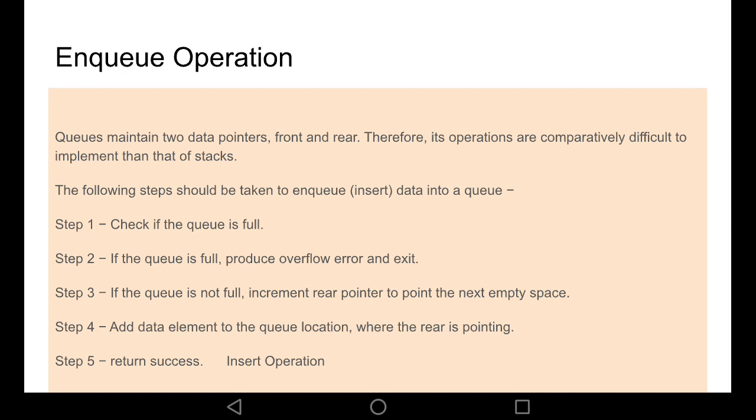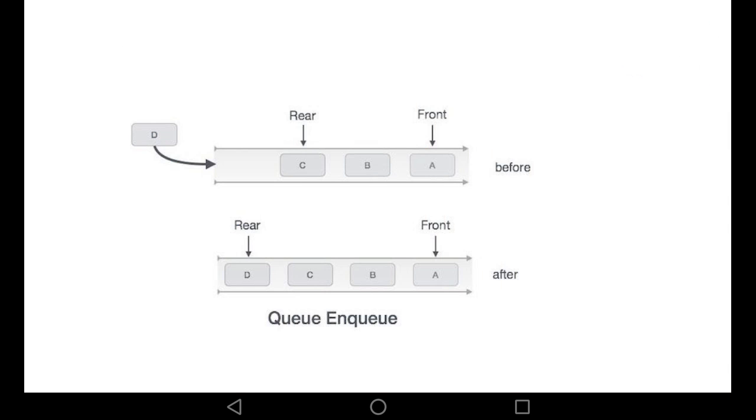So how to perform the enqueue operation. I have already told that if I want to insert any element, step 1, check if the queue is full. So I'm going to use my isFull method to check whether my queue is full or not. If my queue is full, then I have to show an error message and exit from my program. And if my queue is not full, then I increment my rear pointer to point to the next empty space, because at the start the rear pointer and front pointer both point to the first memory location. Step 4, add the data element to the queue location where the rear is pointing. Fifth, return success. After success, my element will be inserted. So we are going to have a pictorial format in our next slide, so we can get our idea cleared.